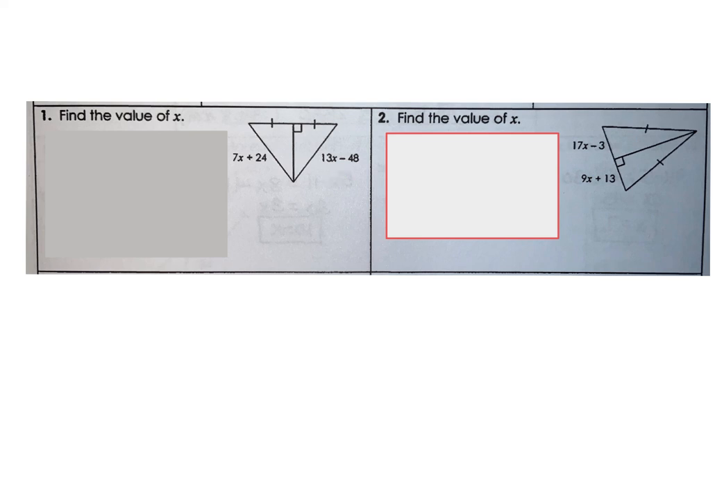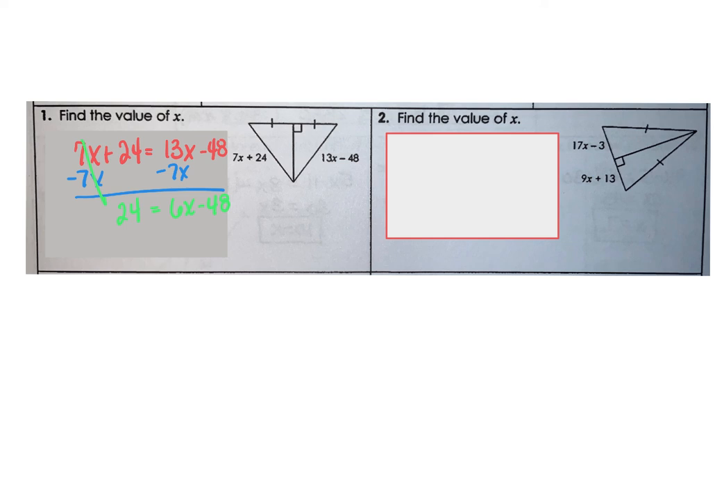And so if they want us to solve for x and we know that these are congruent, we're just going to set them equal to each other and solve. And so we're going to say that 7x + 24 = 13x - 48. To solve for x, I'm going to move my variables to one side and my numbers to the other. So I'm going to subtract 7x from both sides. It's going to cancel on the left. I'll have 24 over here. On the right, I will have 6x - 48.